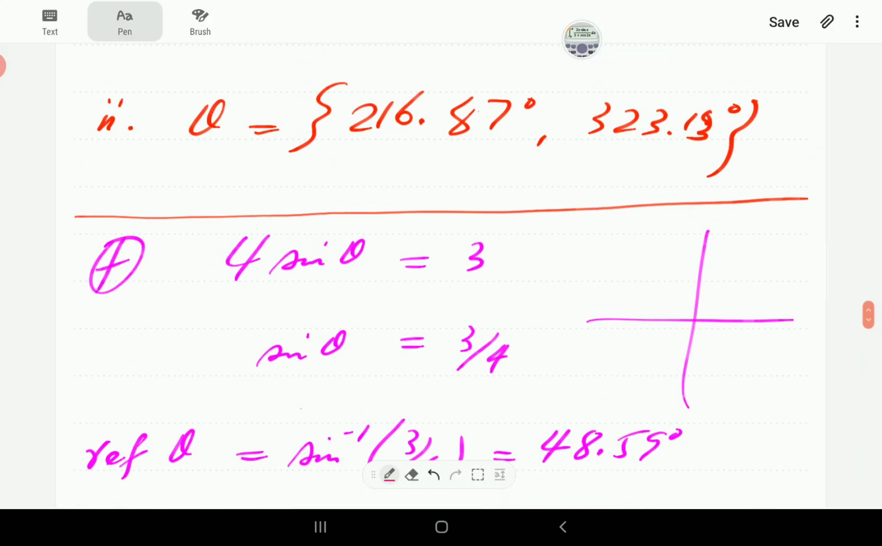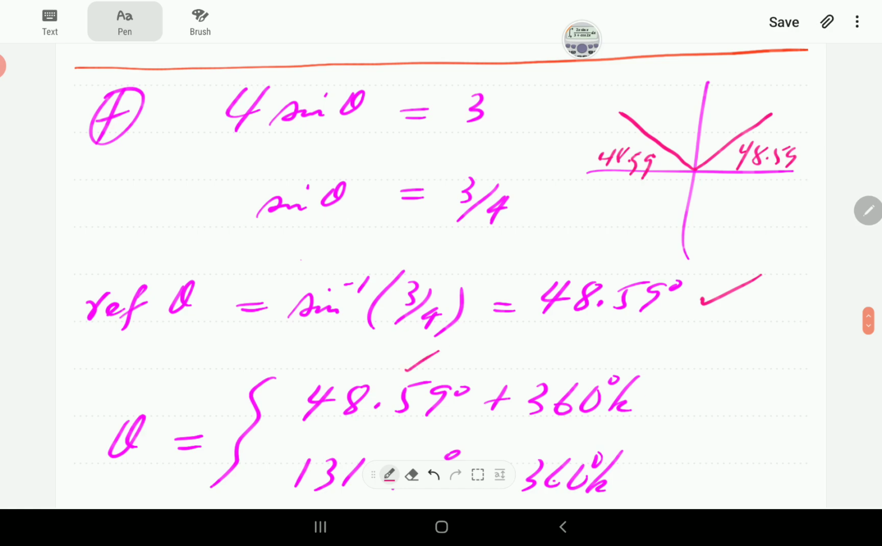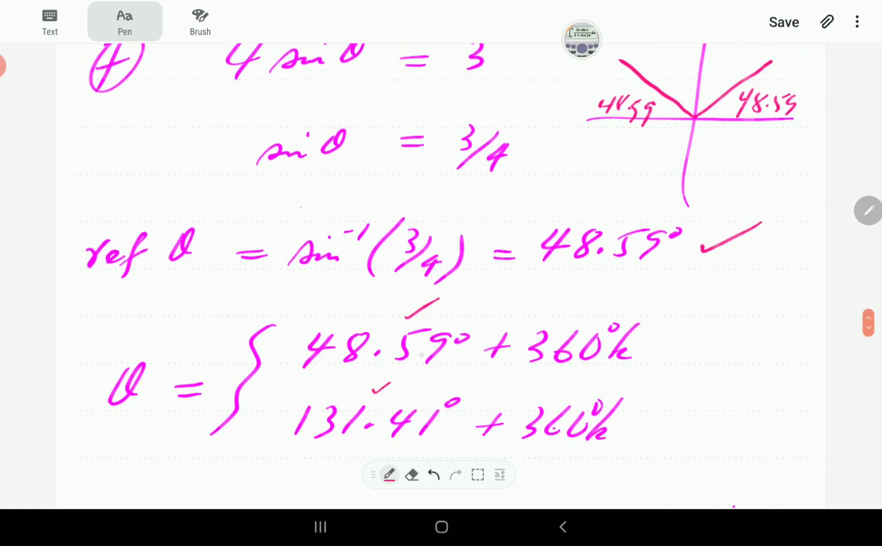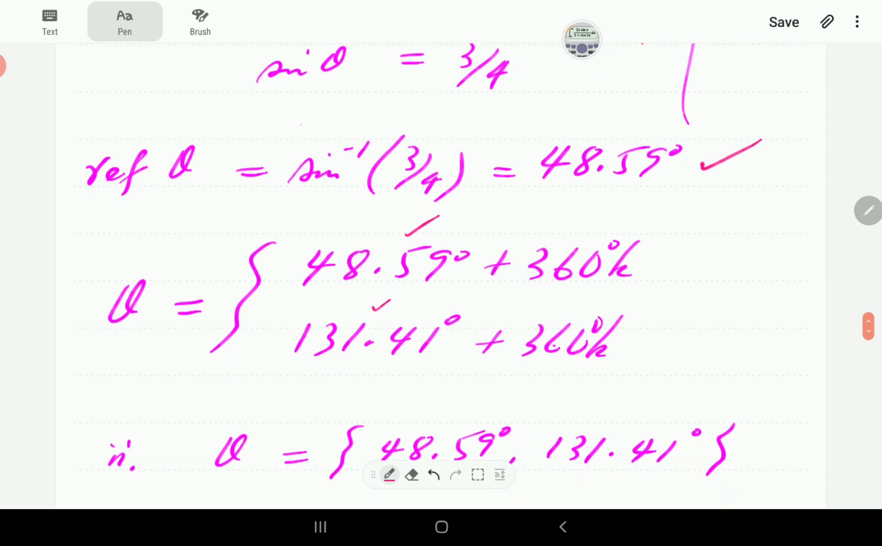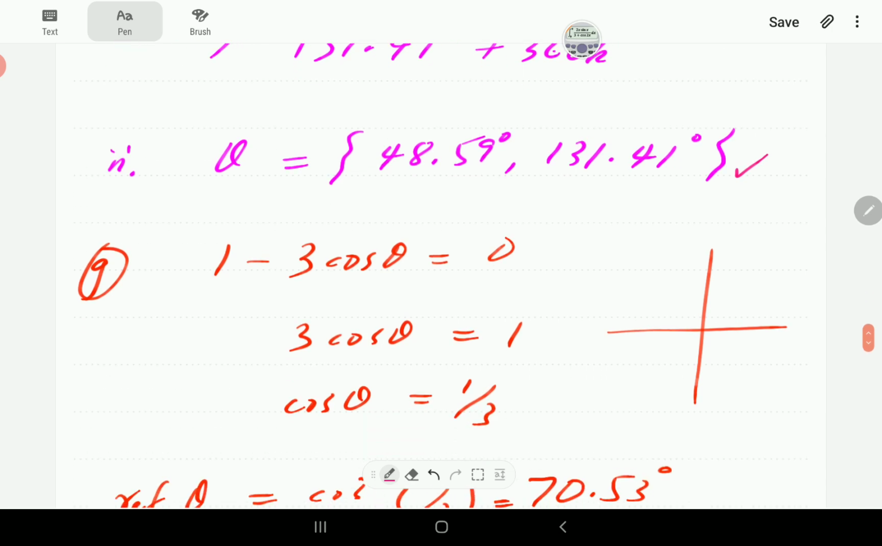Okay, so first we isolate the sine. So we have sine theta is 3 over 4. So that means sine is positive, so it's going to be the first quadrant and the second quadrant. Theta ref we find is 48.59, so that's 48.59 there, 48.59 there. So the one in the first quadrant is 48.59, the one in the second quadrant is 131.41.